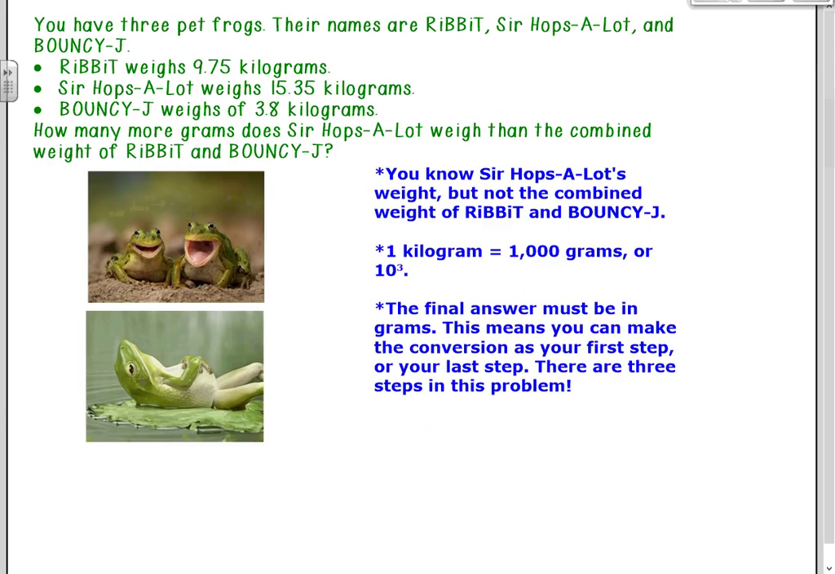I think this is our last question. You have 3 pet frogs. Their names are Ribbit, Sir Hopsalot, and Bouncy J. I could be Bouncy J because my husband calls me Jay.